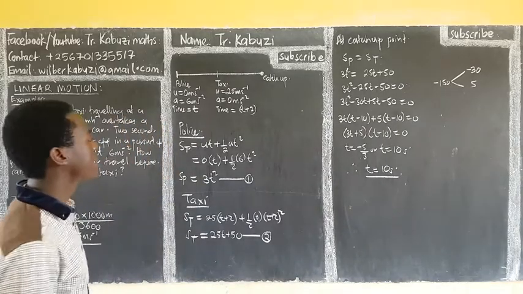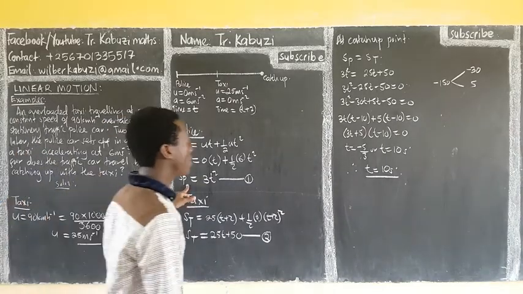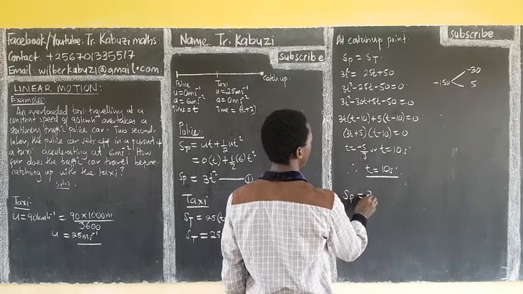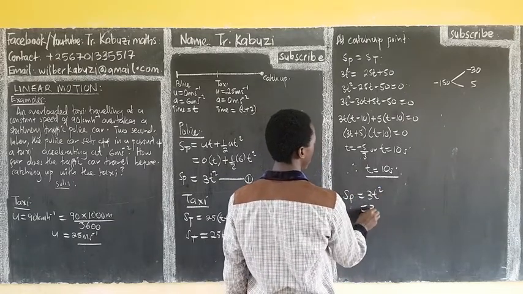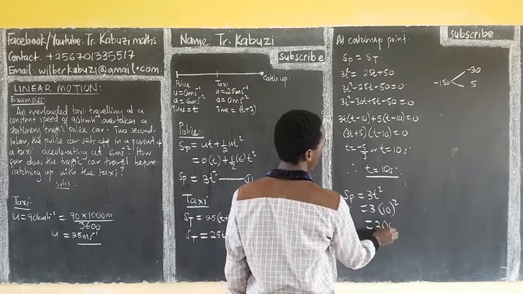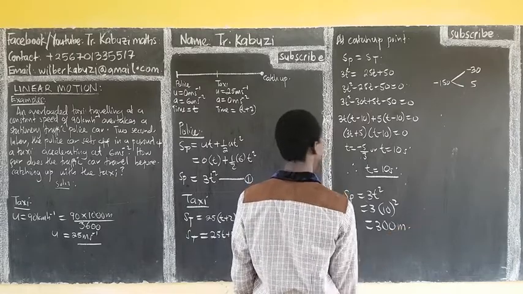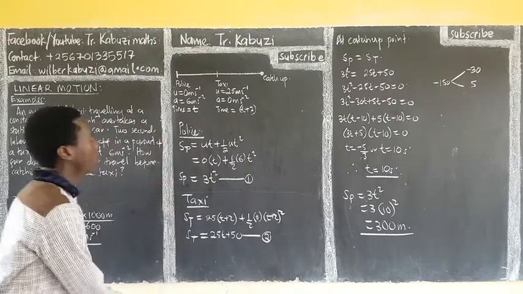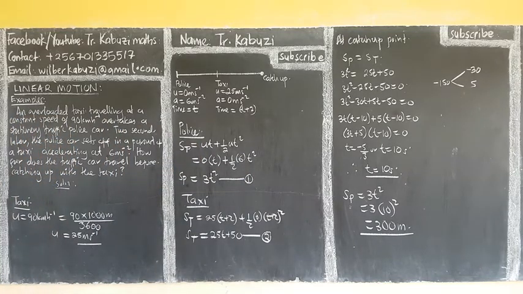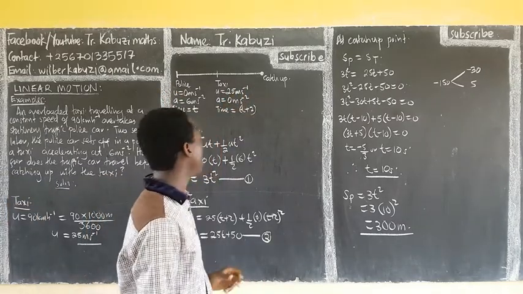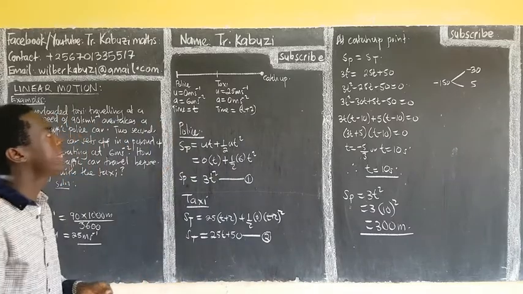Now they're asking us how far the police car had moved. So our SP equals 3t squared, which will be 3 into 10 squared, which will give us 300 meters. That's the distance the police car will cover to catch up with that taxi. So, from here up to there, 300 meters.